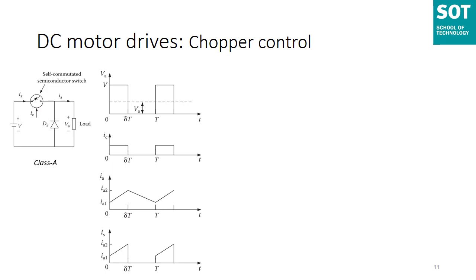The load terminal voltage stays 0 if the voltage drop on the diode is ignored in comparison to capital V, the source voltage, and the current decreases from IA2 to IA1. The interval from 0 to del t is called the duty interval, and the interval from del t to capital T is called the freewheeling interval because the diode DF is coming into the picture.